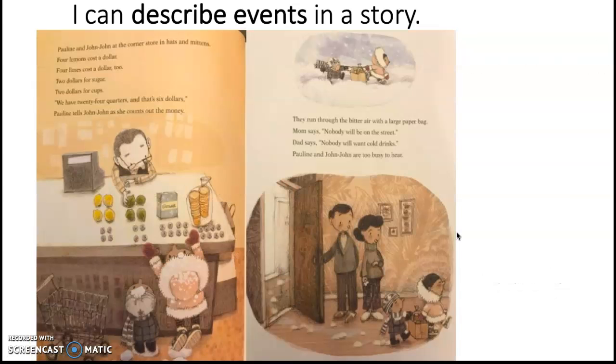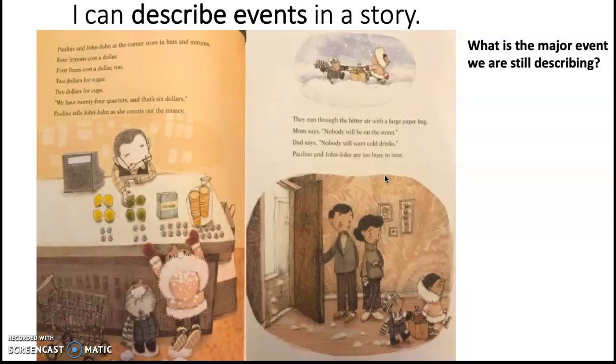Here's the next page. Pauline and John at the corner store in hats and mittens. 4 lemons cost $1. 4 limes cost $1 too. $2 for sugar, $2 for cups. Hey, we have 24 quarters. That's $6. Pauline tells John as she counts the money. And they run through the bitter air with a large paper bag. Mom says nobody will be on the street. Dad says nobody will want cold drinks. But Pauline and John are too busy to hear.